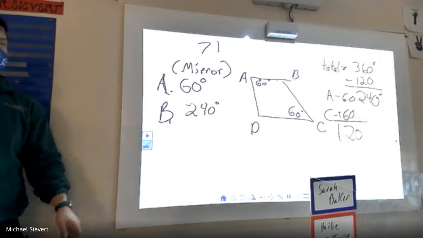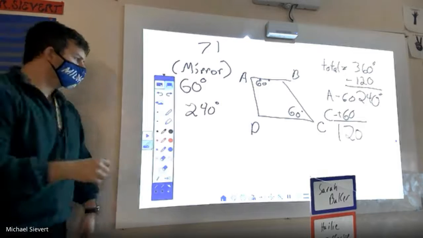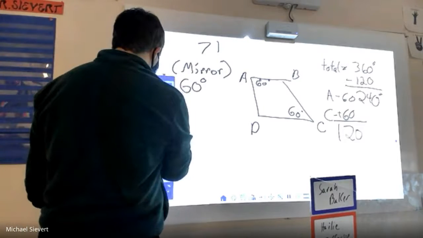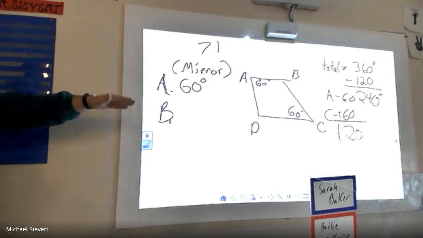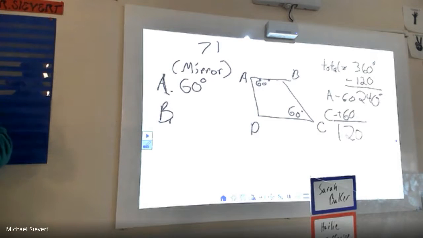Reese says no. They're right. That's not right, because if you took 240, that would be the same as D. So 240 plus 240 plus 60 plus 60 is not 360.